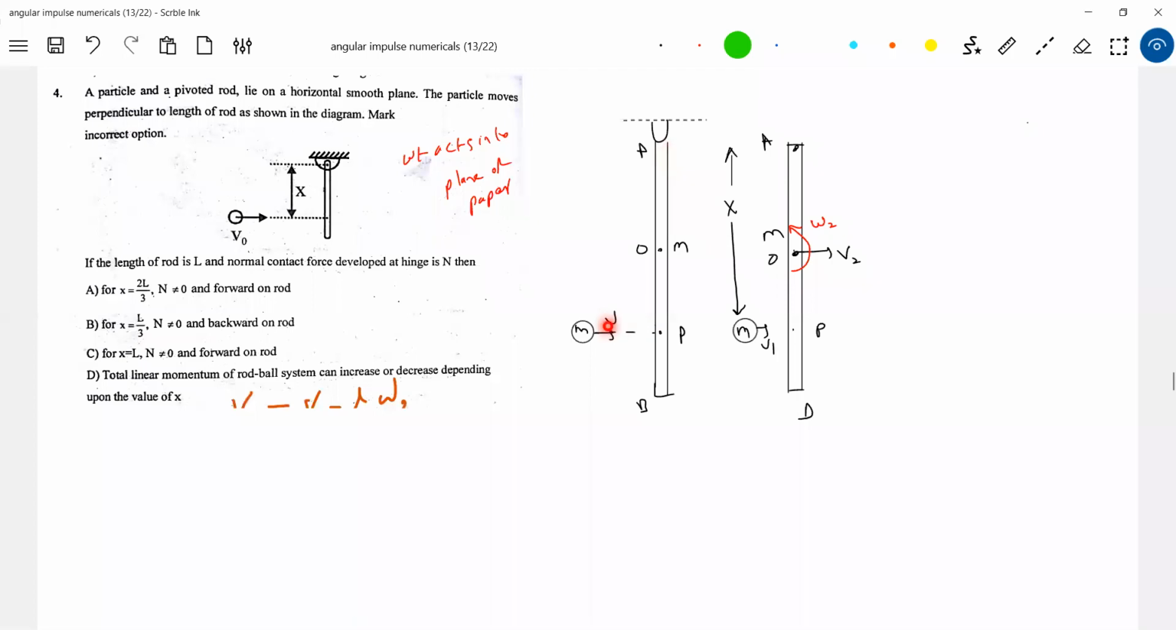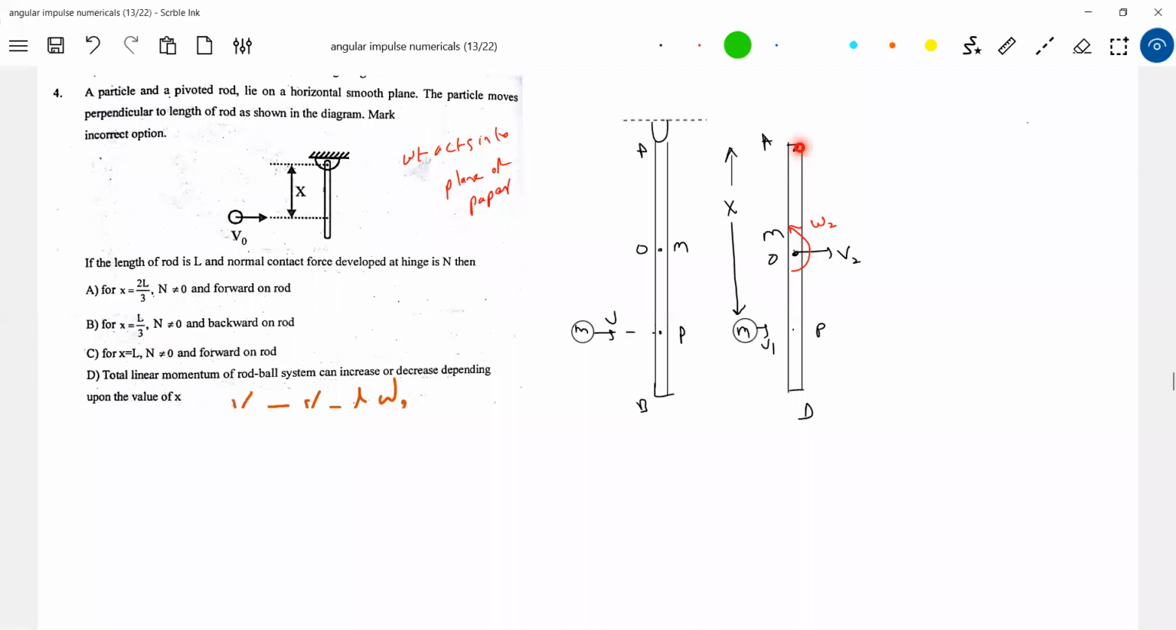The moment the particle comes and collides, impulse will act. Due to impulse, the center of mass will move. And due to translational motion, all points will try to acquire the velocity of the center of mass. So this point also will try to move with the velocity of the center of mass. But since it's hinged here, the hinge will not permit. And this impulse will also set up angular impulse.